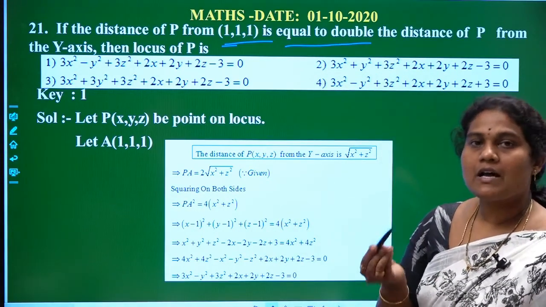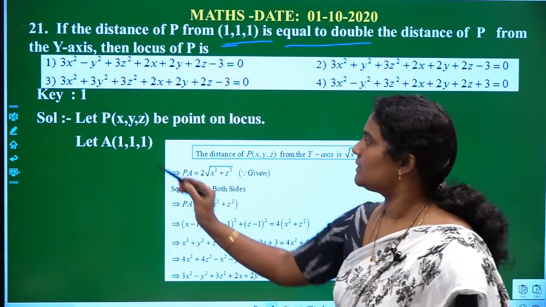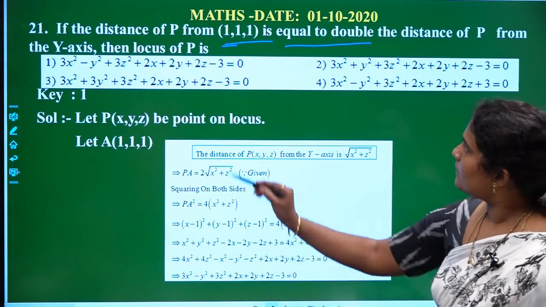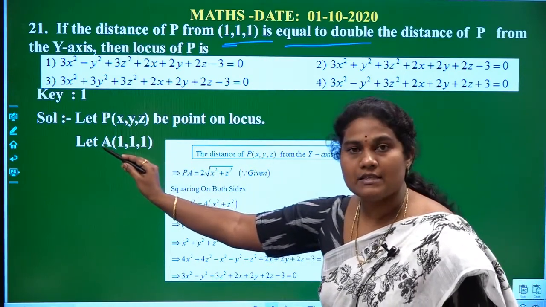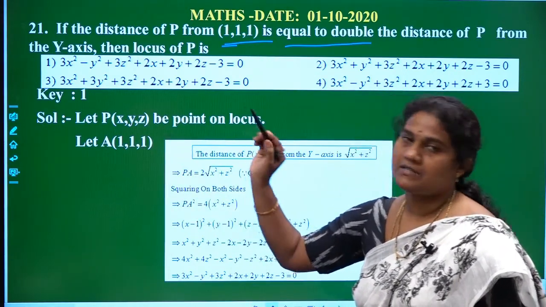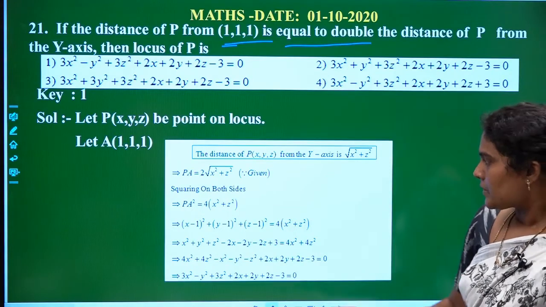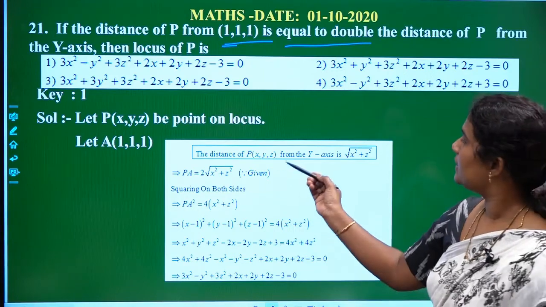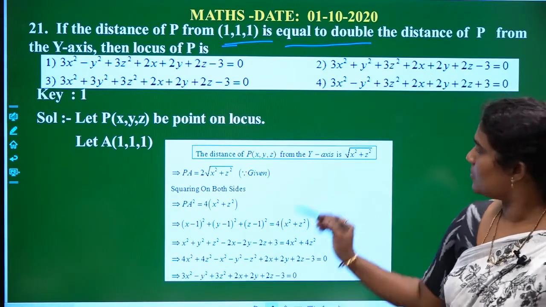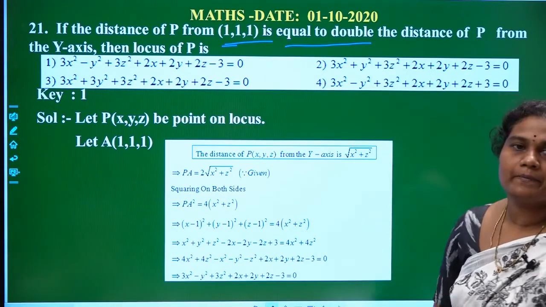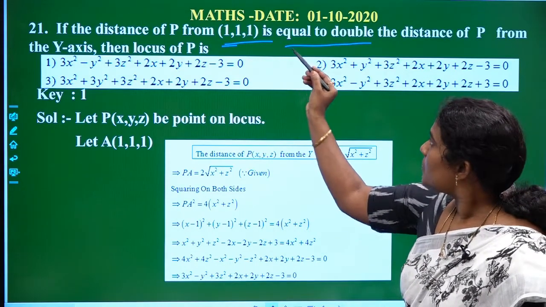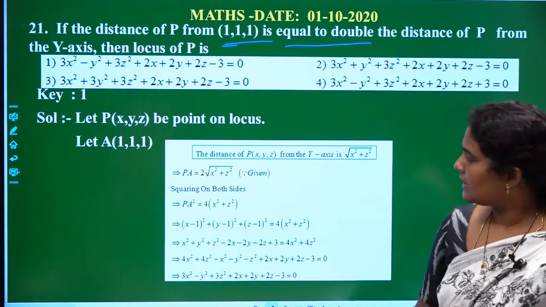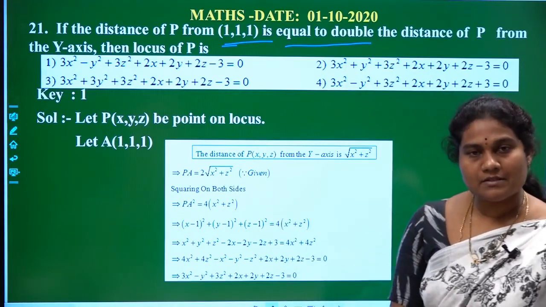So, first of all, we have to consider a locus point P x comma y comma z. Okay. Next, we have to consider the given point as A 1 comma 1 comma 1. Now, we have to know that the distance of P x comma y comma z from the y-axis is what? Root over x square plus z square. Now, we have to go for the given condition. So, PA is equals to what? 2 times root over x square plus z square.